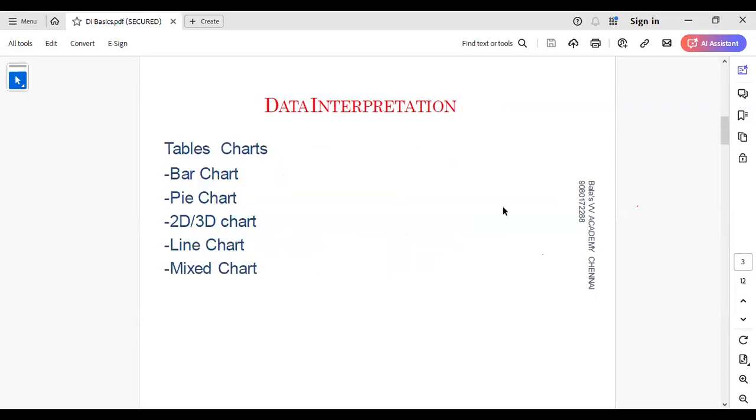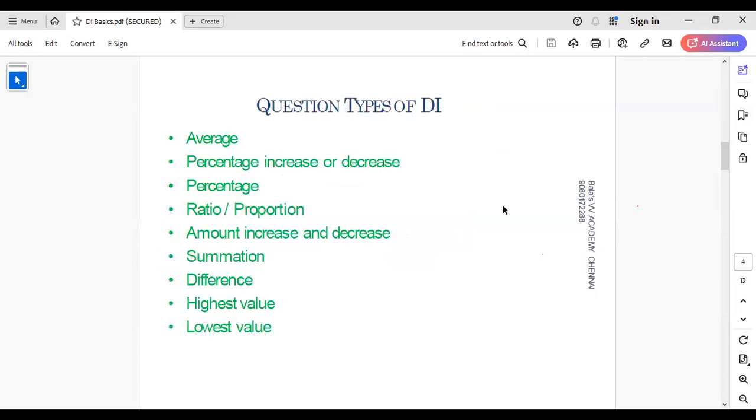These are the types of charts you can see: bar, pie, 2D, 3D, line, mixed chart. If you want to take a screenshot, you can take a screenshot. These are the very important question types in data interpretation. Beyond that, no question in data interpretation they will ask. If you are able to operate these 9 models, I assure you 4 questions correct in data interpretation. So 4 questions correct means 4 twos are 8 marks out of 10.